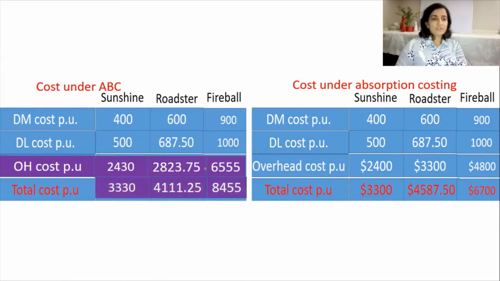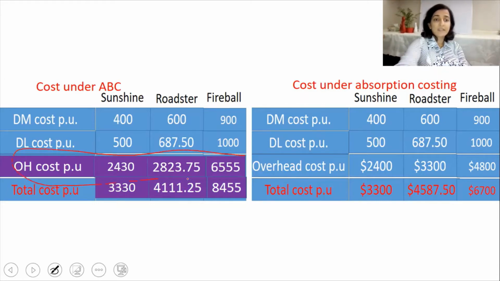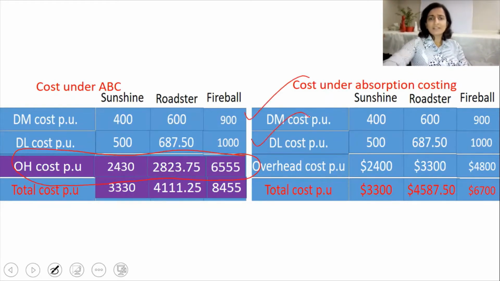Okay, so we have substituted, and the reworked cost comes to $3,330 for Sunshine, and for Roadster, $4,111.25, and for Fireball, $8,455. Please note that all that we have done is we have replaced the overhead cost per unit with the workings that we got from ABC. The direct material cost and the direct labor cost remain the same for both. The only difference is because of the overhead calculation.